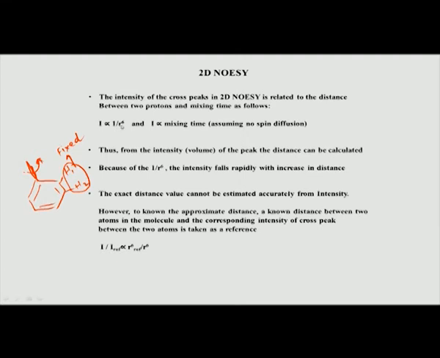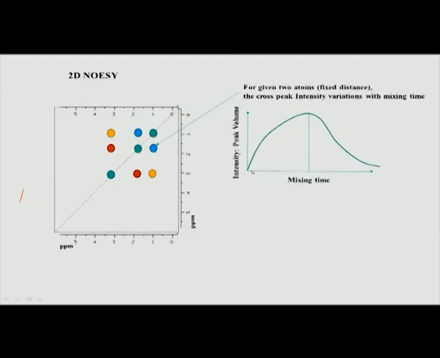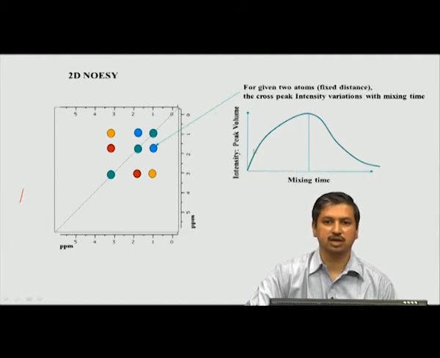So, we are not varying the distance, we are only varying the mixing time. If the mixing time changes like this on the horizontal axis, the intensity, or in other words the volume of the peak, shows this kind of a trend. This is a very rough sketch, but it increases typically linearly and then starts falling down exponentially again. So, this is the intensity of a cross peak.